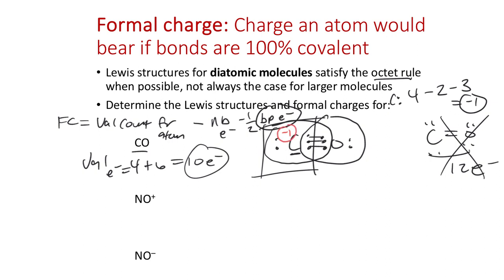And then oxygen should have 6. And it has the 2 non-bonding pairs, and then the 3 from the bonding pairs. So we have 6 bonding electrons. Half of them is 3. So 6 minus 2 minus 3 is +1. The formal charges of the atoms, if we add them up, just like oxidation numbers, should give us the charge of the molecule. So -1 plus 1 equals 0. Carbon monoxide is uncharged.